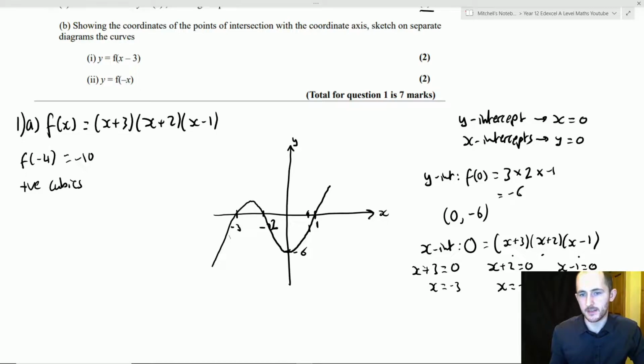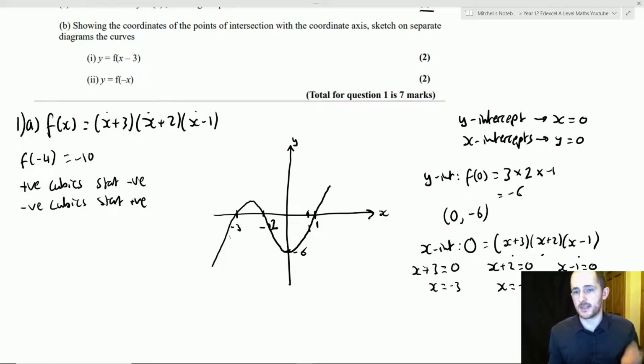start from the negative side. And negative cubics, shockingly, start positive, okay? So what I mean by that is if we expanded this whole bracket, the x cubed is going to be positive because it's x times x times x. If there was a minus in front of one of the x's, then it would start from the top, which makes sense because it would flip the sign. And that's it for part A. So that's 3 marks. So again, you lose a mark for every coordinate you don't have on there. So we have 3 x-intercepts and 1 y-intercept.